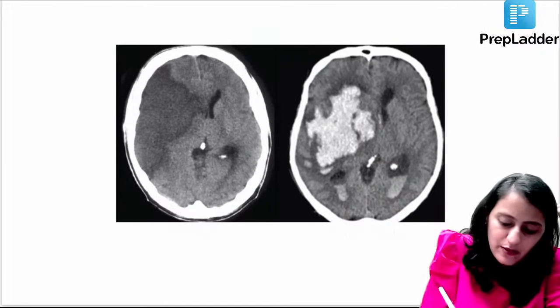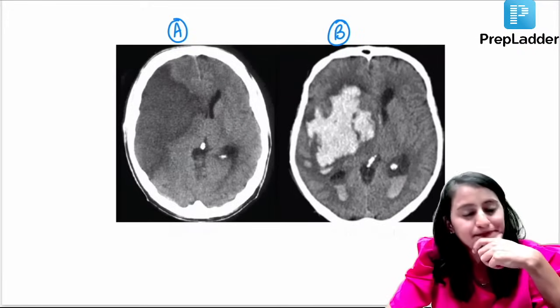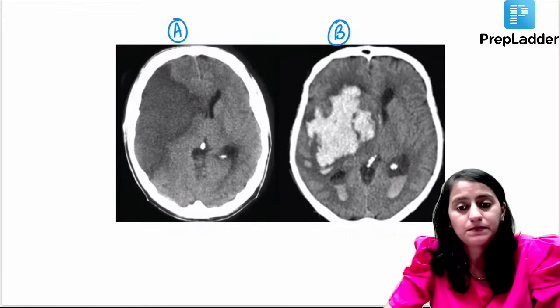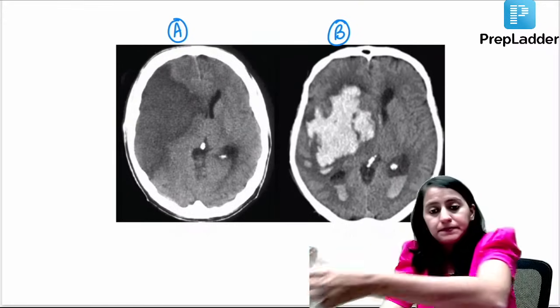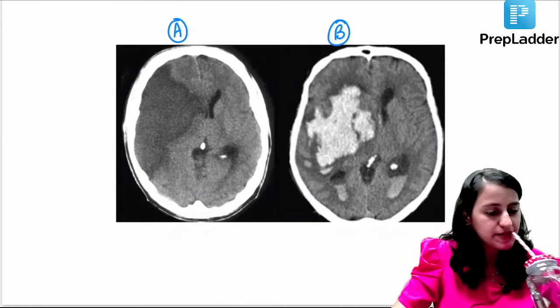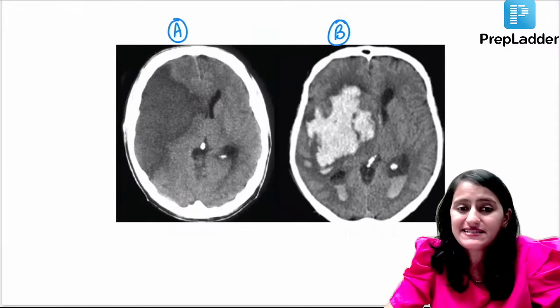Emergency radiology, what is the image A showing and what is the image B showing? Quickly. What is the image A and what is the image B showing? Both of them are CT.